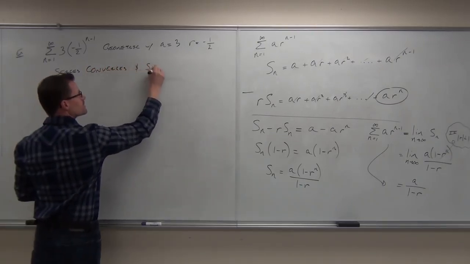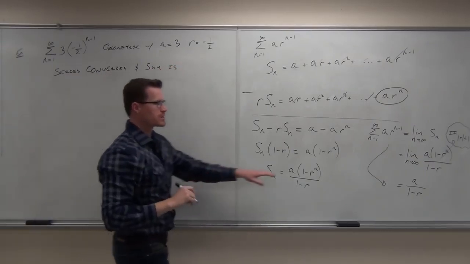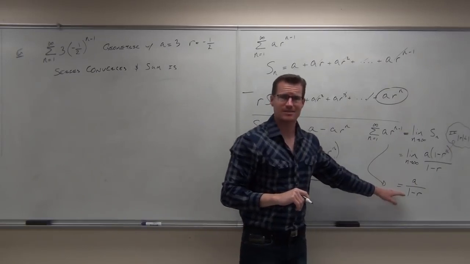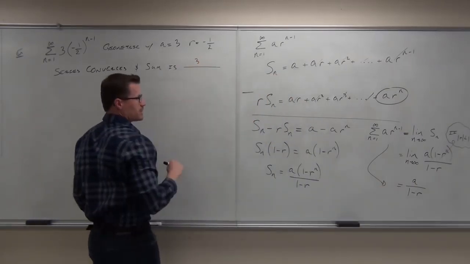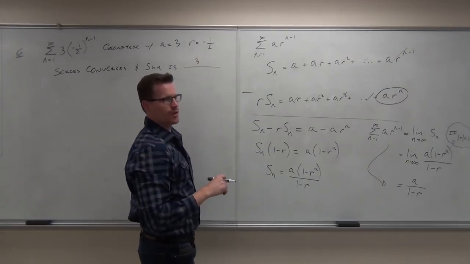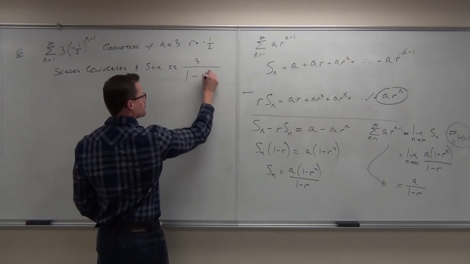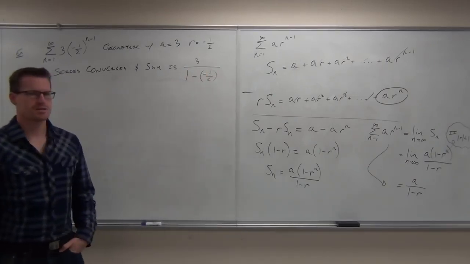And you should be able to tell me the sum. This is the sum right here. All we got to do is plug the numbers in, guys. It's that simple. What's our a again? 3. Over 1 minus r. Be careful on your signs. Don't screw this part up. 1 minus what? Negative. Perfect. 3 over 1 minus -1/2.